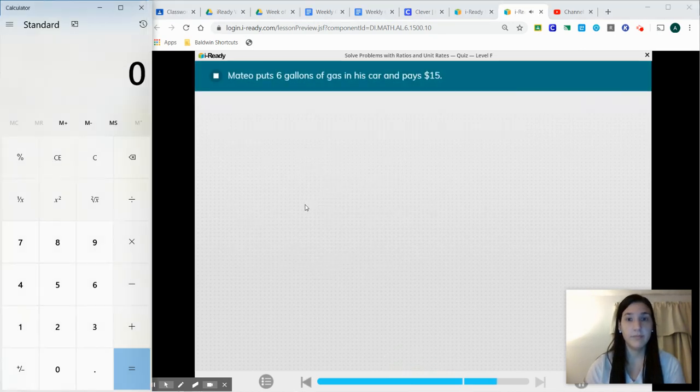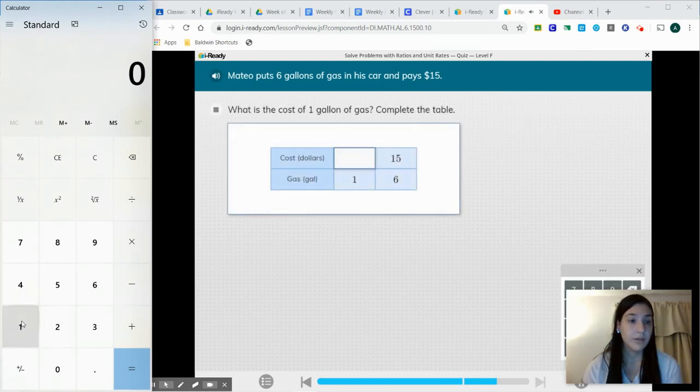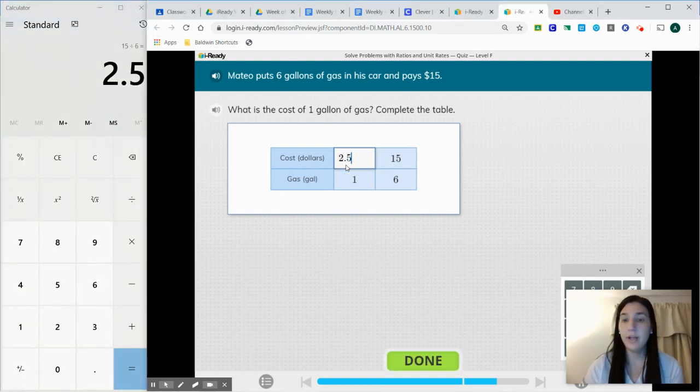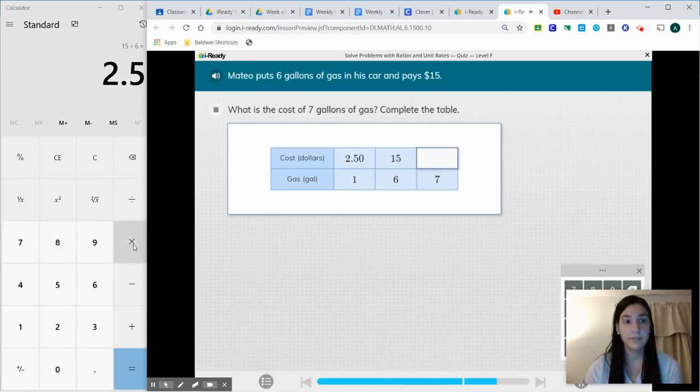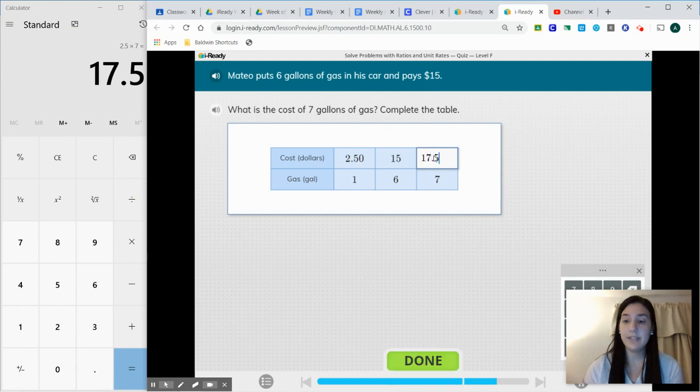Mateo puts 6 gallons of gas in his car and pays $15. What is the cost of 1 gallon of gas? Okay, unit rate, divide. So 15 divided by 6, right away, we get $2.50 per gallon. What is the cost of 7 gallons of gas? So now we're going to multiply by 7. So $2.50 times 7 will give us $17.50.